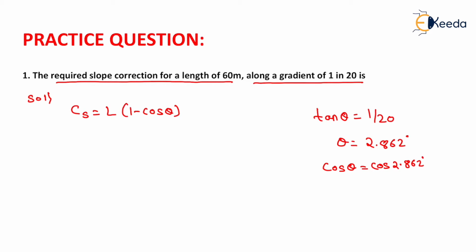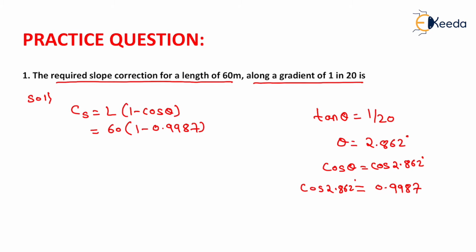On solving this, we will get cos 2.862 degree equal to 0.9987. That is the value of cos 2.862 degree. Now we will use the value of cos θ here. We will write the value of L as 60 meter and the value of cos θ as 0.9987. On solving this, we will get (1 - 0.9987) × 60.